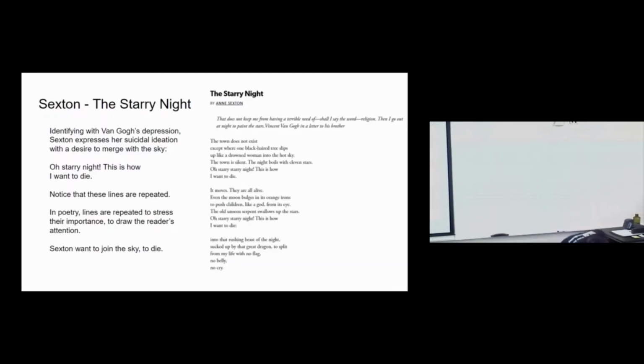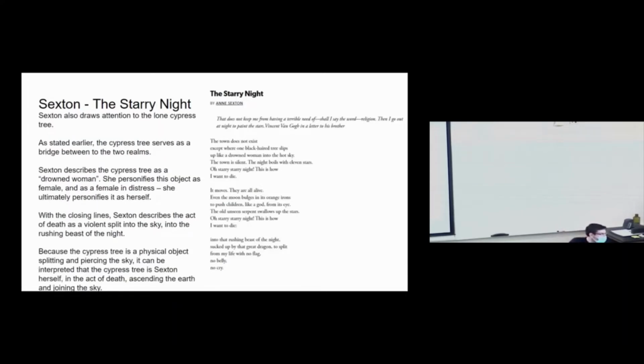Again, my apologies for teaching using an example that's so depressing. I didn't really realize it until I was actually saying it out loud.